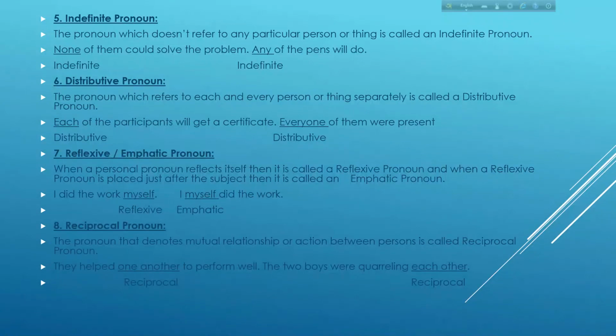Last one here, reciprocal pronoun. The pronoun that denotes mutual relationship or action between persons is called a reciprocal pronoun. They helped one another to perform well. Here one another is reciprocal, and the two boys were quarreling with each other, reciprocal. So reciprocal pronouns are of two kinds only: one another and each other.